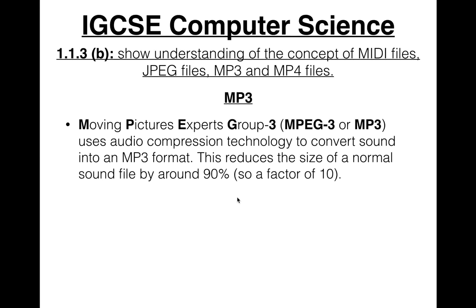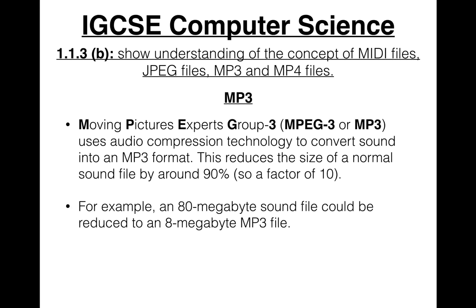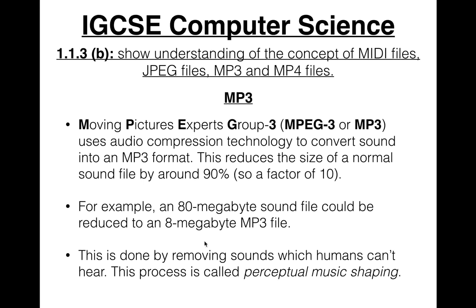This reduces the size of a normal sound file by around 90%, so basically a factor of 10. For example, an 80 megabyte sound file could be reduced to an 8 megabyte MP3 file. So that's 80 divided by 10, a factor of 10. And this is done by removing sounds which humans can't hear. That's pretty cool. And this process is called perceptual music shaping.